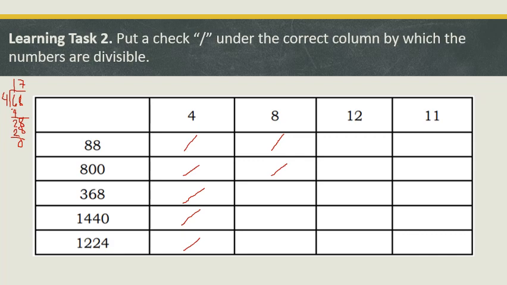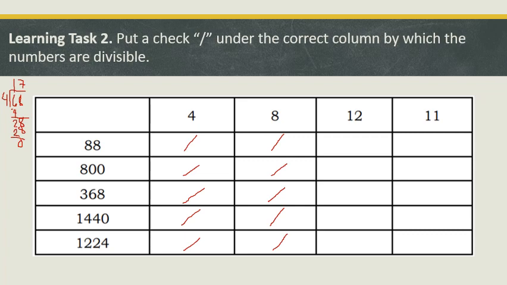So, ang 368 divided by 8 ay wala ring remainder. So, siya po ay divisible sa 8. Then, ang 440 divided by 8 ay wala rin pong remainder. So, siya po ay divisible sa 8. Ang 224 divided by 8 ay wala rin pong remainder. So, siya po ay divisible sa 8.